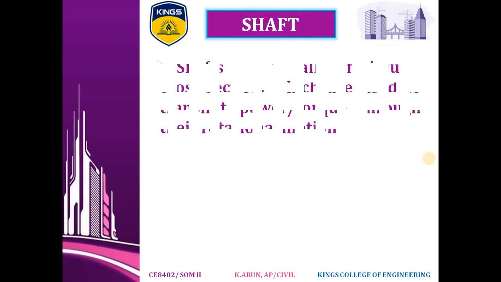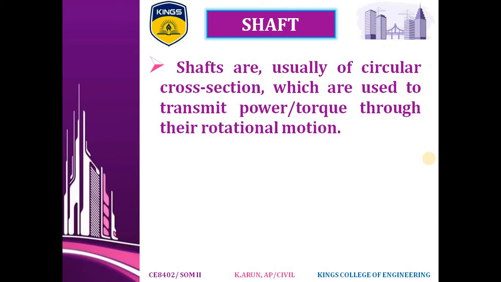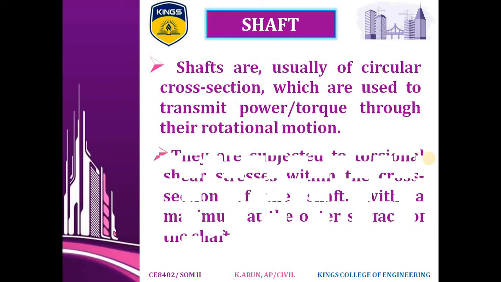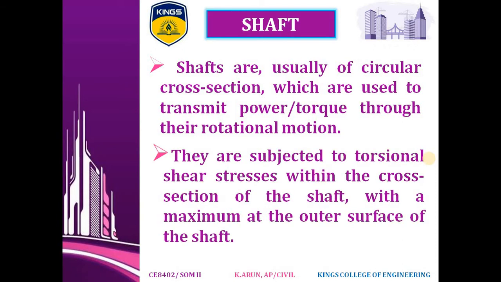What is a shaft? Shafts are usually of circular cross-section, so generally used to transmit power or torque through their rotational motion. They are also subjected to torsional shear stresses within the cross-section of the shaft, the maximum at the outer surface of the shaft.